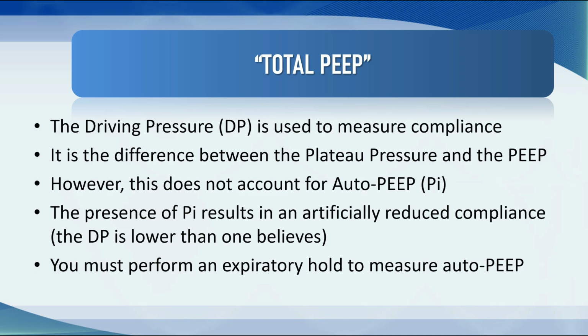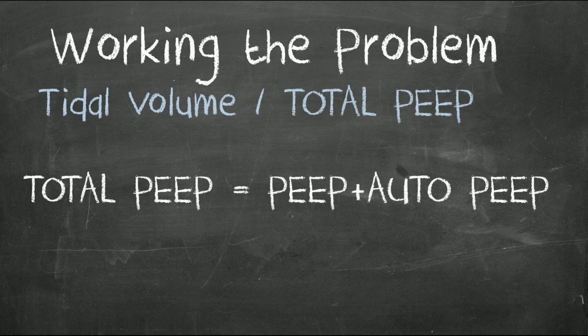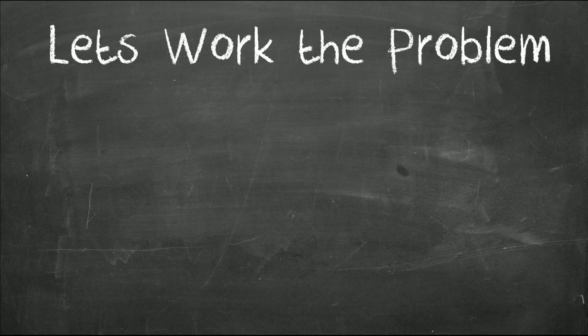So let's rework the problem. Tidal volume divided by total PEEP. Total PEEP is the PEEP plus the Auto-PEEP. And in Maureen's case, we do an expiratory hold maneuver, and her PEEP is 5 and her Auto-PEEP is 7. So the total PEEP is 12. It's much higher than we thought. That means that the driving pressure is much lower than we thought.